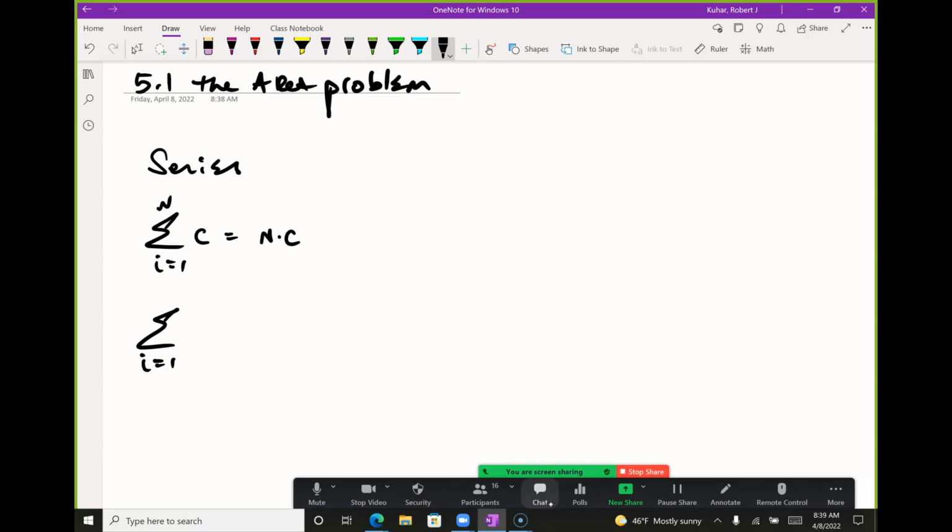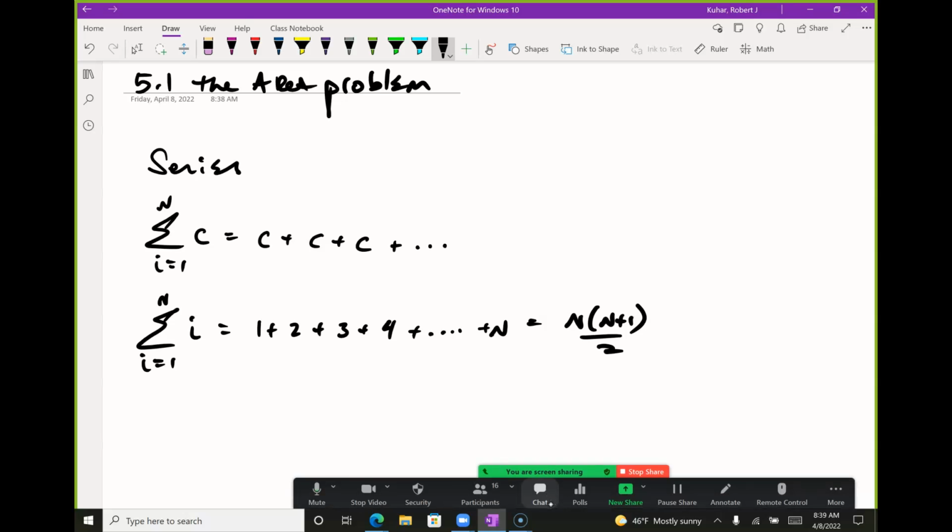If I add up the indices, so 1 plus 2 plus 3 plus 4 plus all the way to n, I get n times n plus 1 all over 2. If you had pre-cal with me, we did these. I guess I should write out the first one too, right? It's c plus c plus c plus dot dot dot plus c, n times, right?